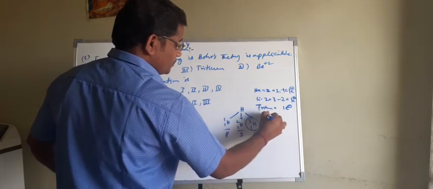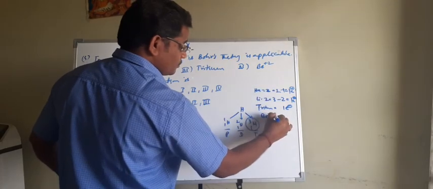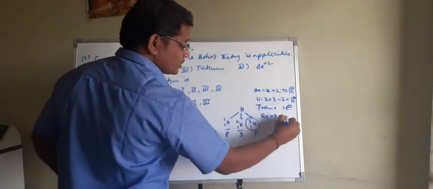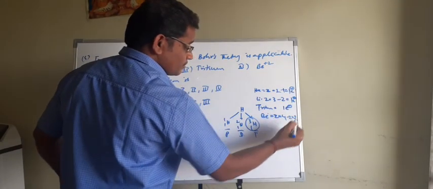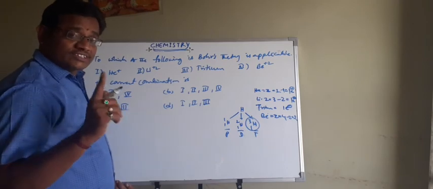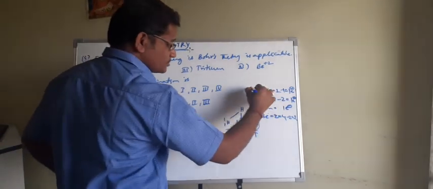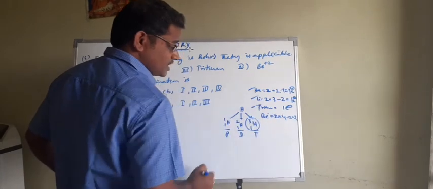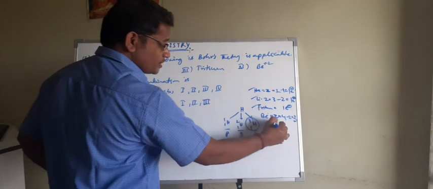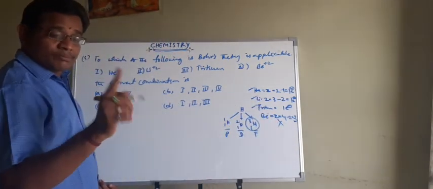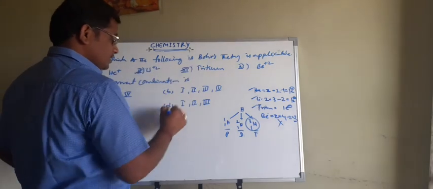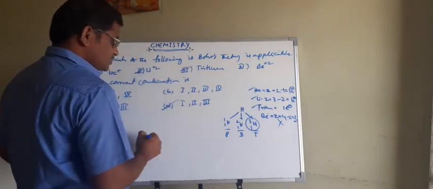Next, beryllium plus 2. Beryllium's atomic number Z is 4. Out of 4, how many electrons are lost? A plus 2 charge means 2 electrons are lost. 4 minus 2, so 2 electrons remain. But Bohr's theory is applicable to hydrogen-like single electron species, as I told you. Here, the first, second and third are single electron species, but beryllium plus 2 has 2 electrons. So Bohr's theory is not applicable to species with more than 1 electron; it is applicable to single electron species. The answer is helium plus, lithium plus 2 and tritium. The option is 1, 2, 3. This is the correct option.